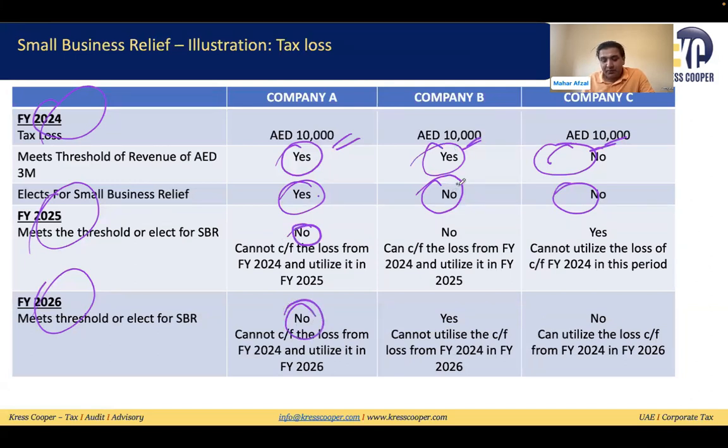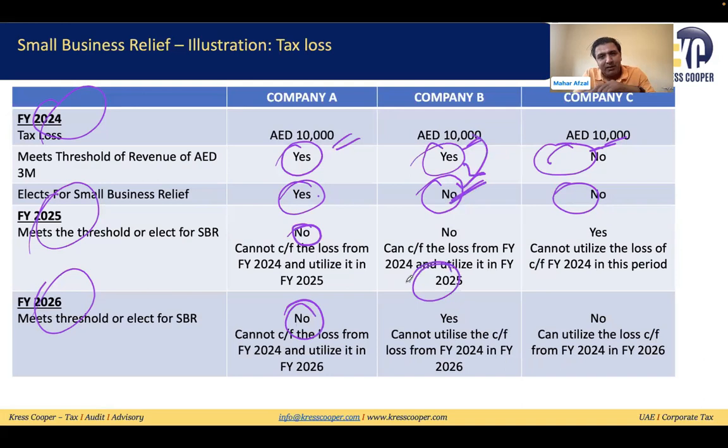If they're not opting for the small business relief, then carry forward loss for the year 25, they can carry forward and utilize. Yes, previous period loss they can. And for the year 26, they cannot, because for the year 26, 25 loss will not be adjusted.